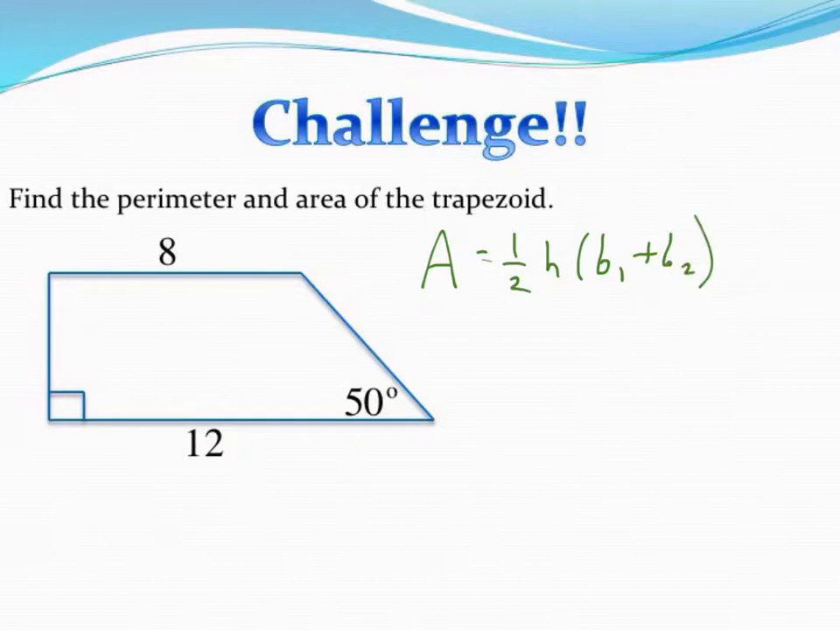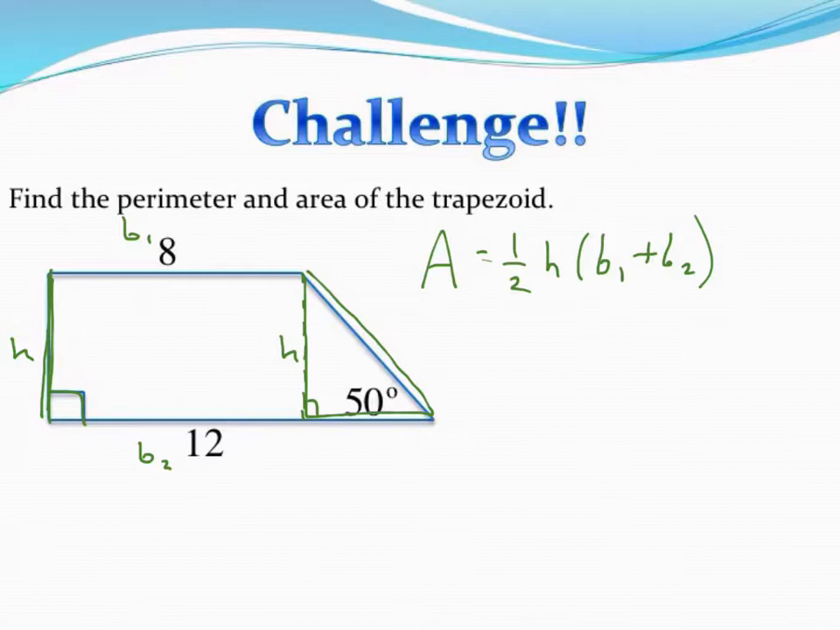I can see in the diagram I was given my two bases. One of the bases is 8, the other base is 12, and it doesn't matter which one's which. But my height was not given to me. My height, which is perpendicular to the bases, is unknown. So what I'm going to do is draw the height, rather than on the left, over here, so I'm going to end up working with a right triangle on this end. That height's the same distance no matter where I measure it.